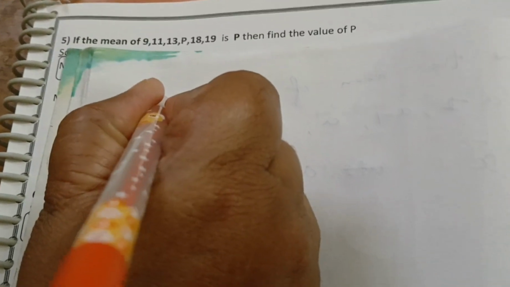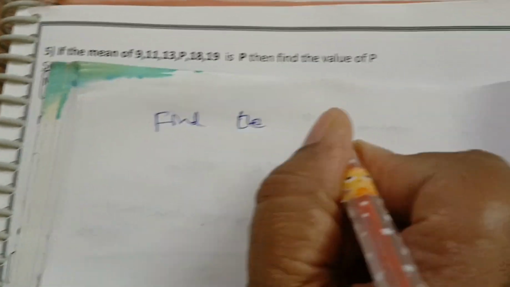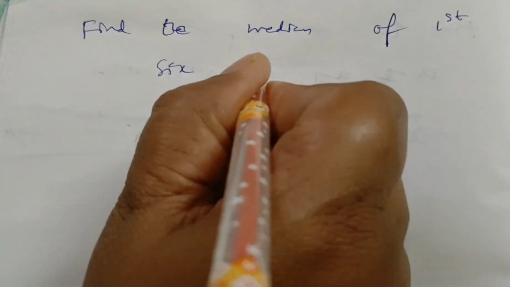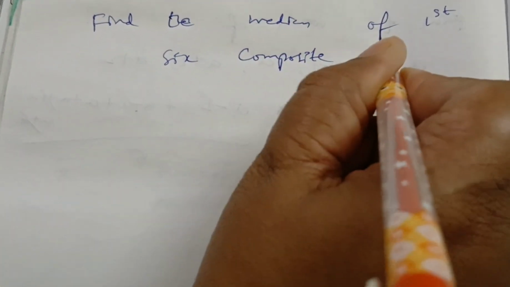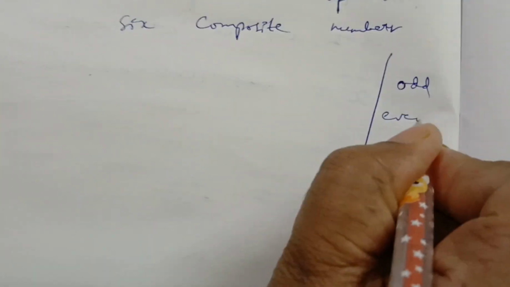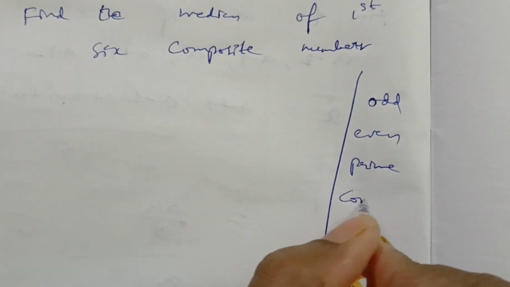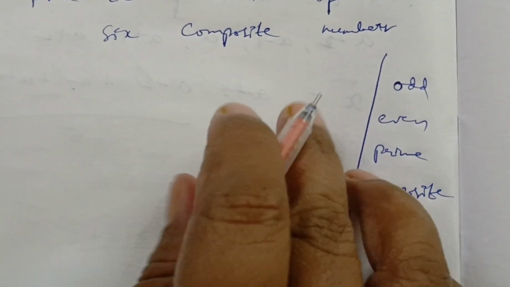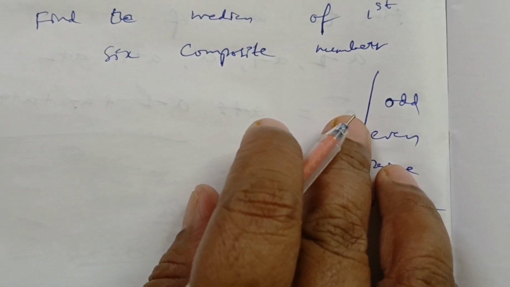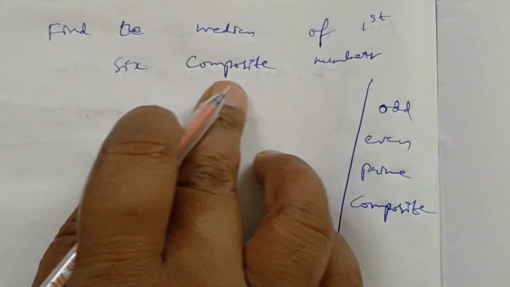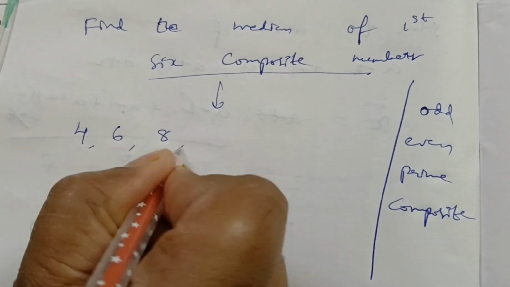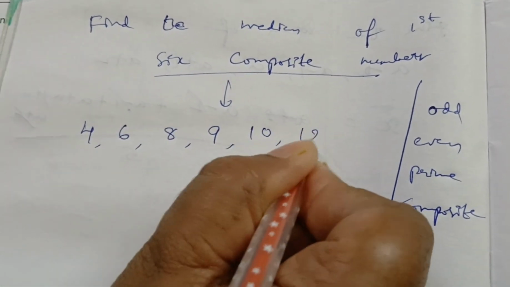Let us see a few median questions. Find the median of the first 6 composite numbers. Before doing statistics problems, we need to have an idea about odd numbers, even numbers, prime numbers, composite numbers, and greater than any number, less than any number. These all are compulsory to be known before solving the statistics problems. Here we need to know first of all the first 6 composite numbers. What are they? 4, 6, 8, 9, 10, 12.